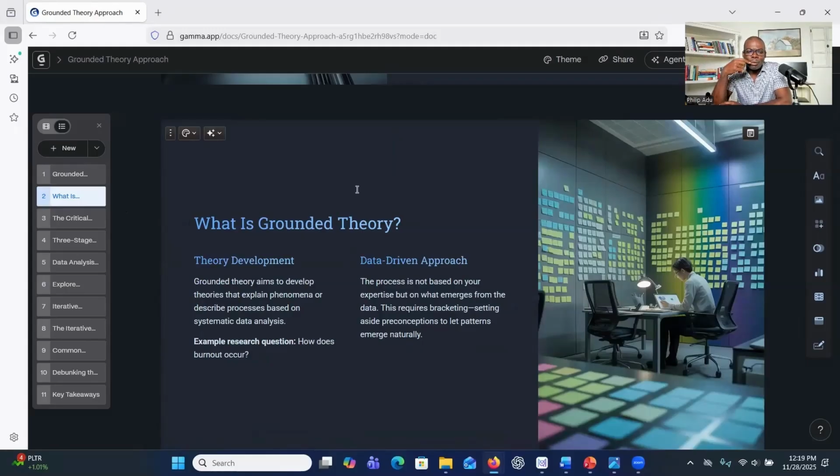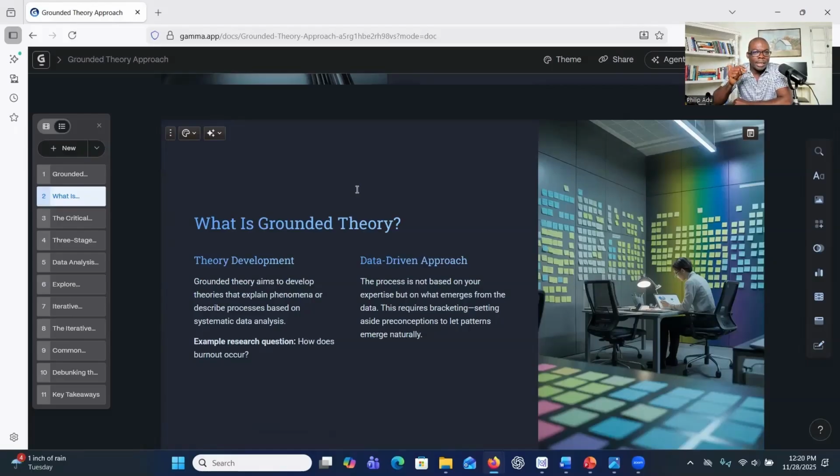And you ask yourself, what is a theory? In qualitative study, it's a statement that shows relationship between themes or relationship between concepts that is used to explain a phenomenon or to describe a process, right? So in grounded theory, you are developing a theory.